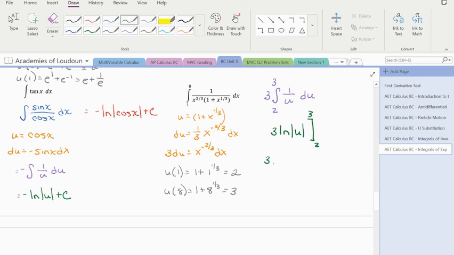So this is 3 times the natural log of 3 minus the natural log of 2. Now we can use our properties of logs to simplify this, and this becomes 3 times the natural log of 3/2, or the natural log of 27 over 8, because we can bring the exponent up and cube both of those terms.